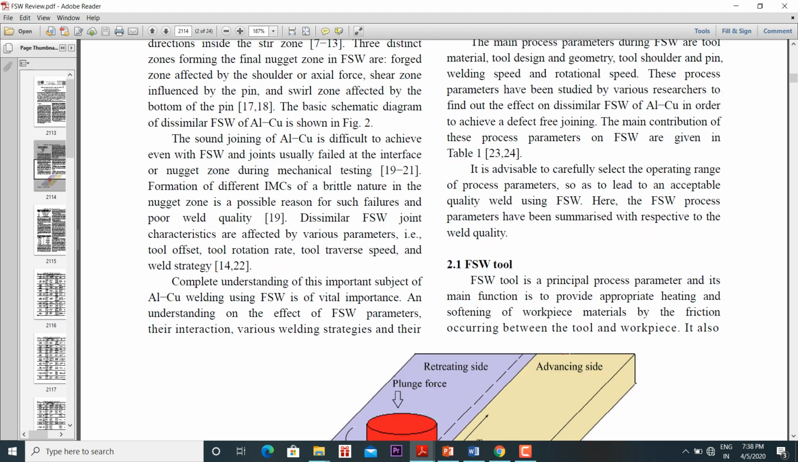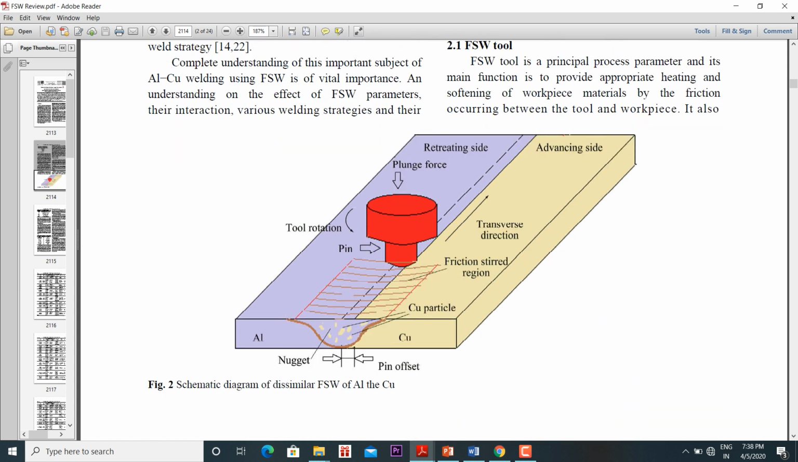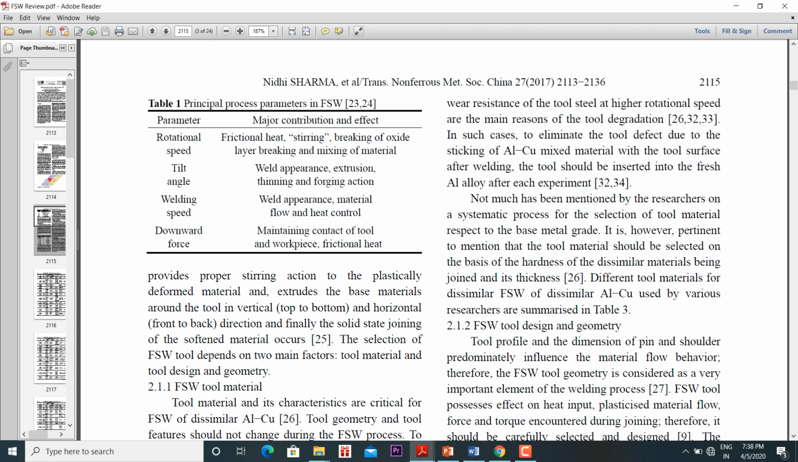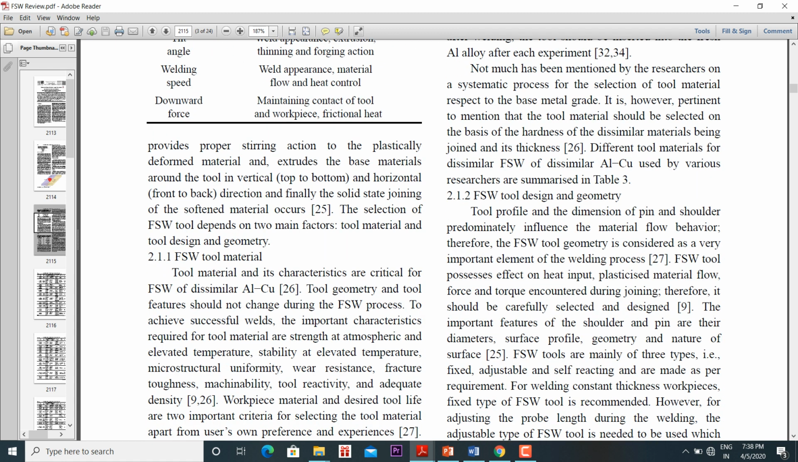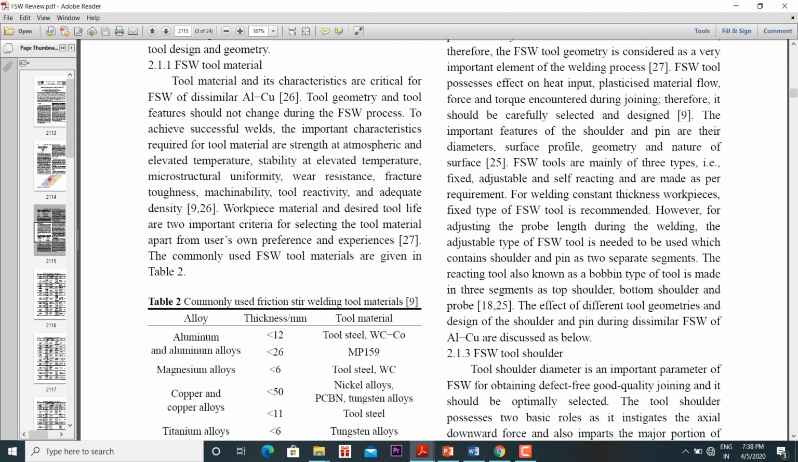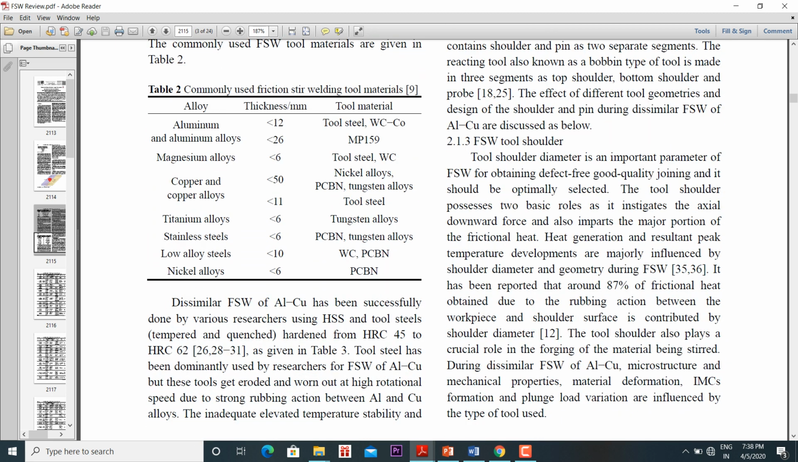For example, tool material, tool. Okay, for example, they have discussed the effect of different tool morphology on the overall properties, effect of welding speed, effect of rotational speed, and then this offset distance. See here, tool design and geometry, and tool material: what is its effect on aluminum copper joints, which tool material is suitable, and what is the reason for the poor properties when I'm using a tool of this material for joining aluminum to copper.